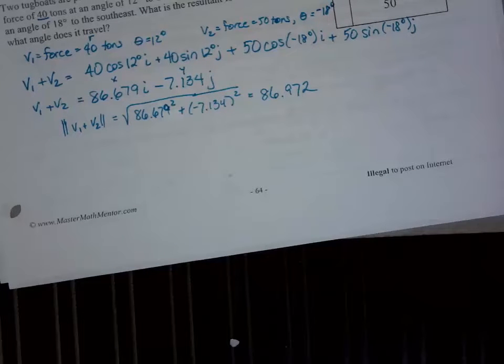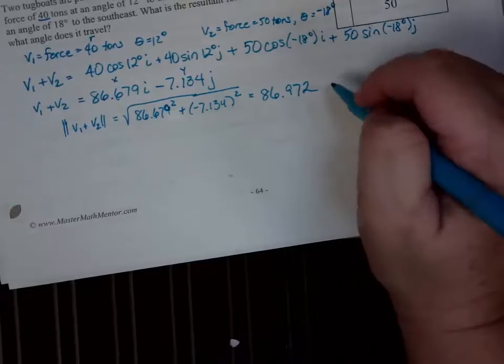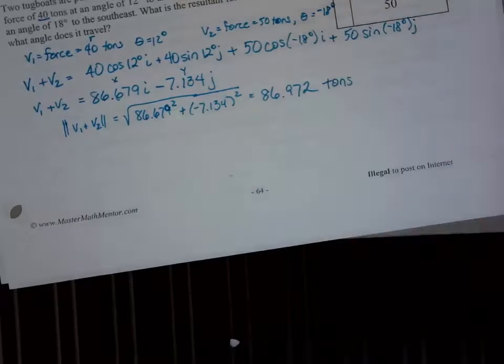Okay, what should the label be on this number? Well, what were the other magnitudes? The lengths of the vectors, 40 and 50, what are they measured in? Tons. So this is tons. So those two tugboats together are in total exerting 86.9, almost 87 tons of force. Okay? Now we need to find the angle, theta.